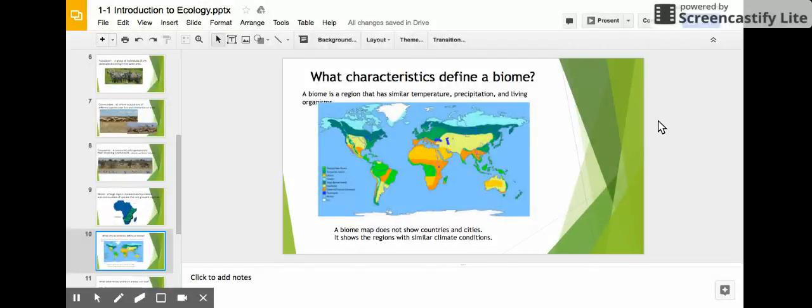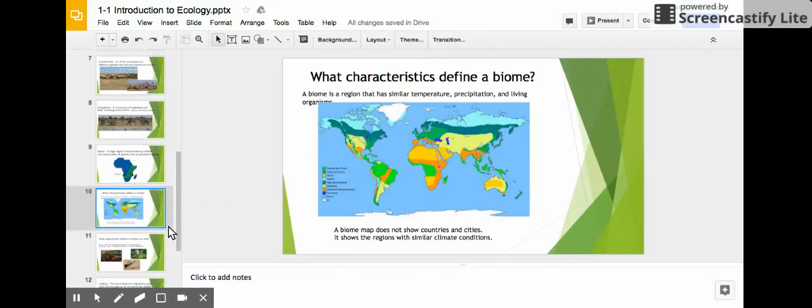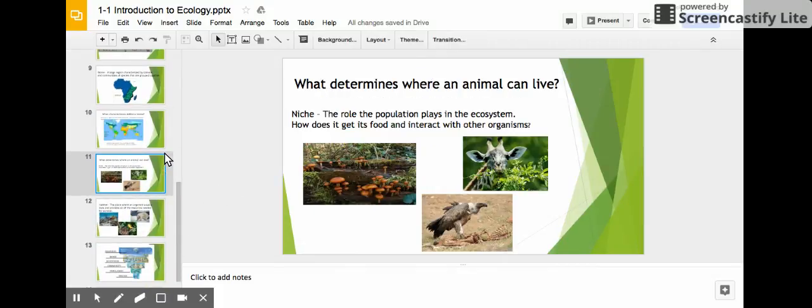This is an example of a map that shows biomes around the world. A biome map does not show us countries or cities. It just shows regions with similar climate conditions where we would expect to find similar organisms. What is it that determines where an animal can live? That's called its niche. A niche is the role the population plays in the ecosystem.